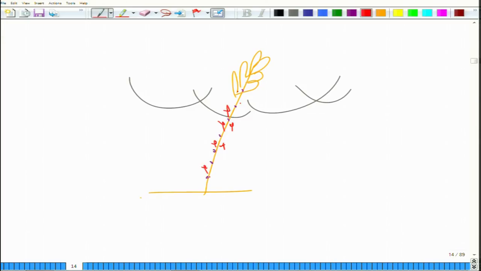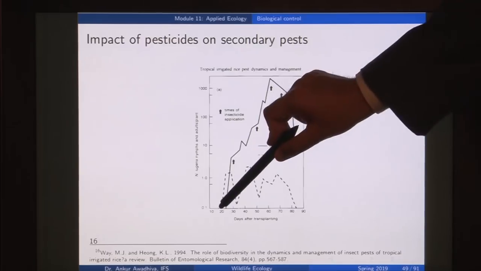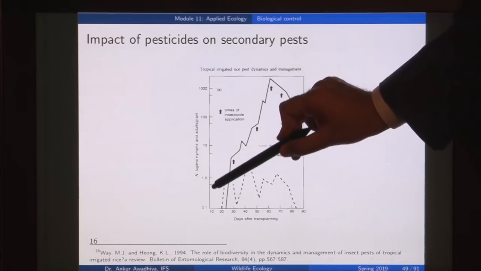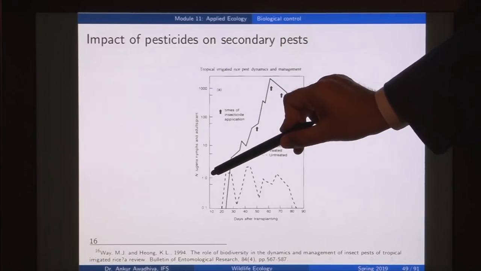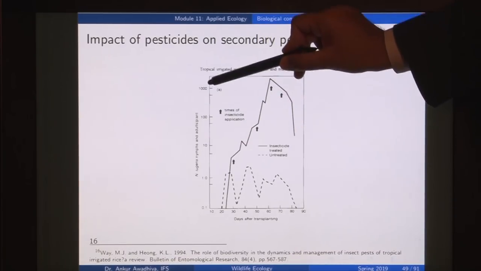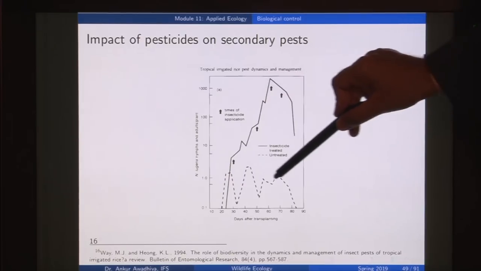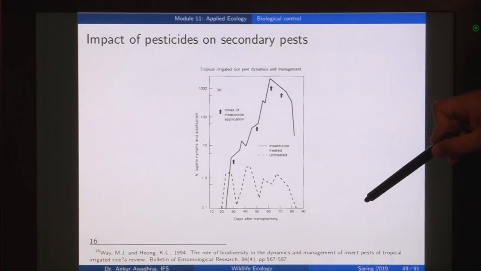Typically we will observe that, in this case, the y axis is showing you the nymphs and the adults per plant, and this is a logarithmic scale. So, it is 0.1, 1, 10, 100 and 1000. Now, in the normal case, you will see just around 1 nymph or 1 adult per plant if you are not spraying the pesticides.